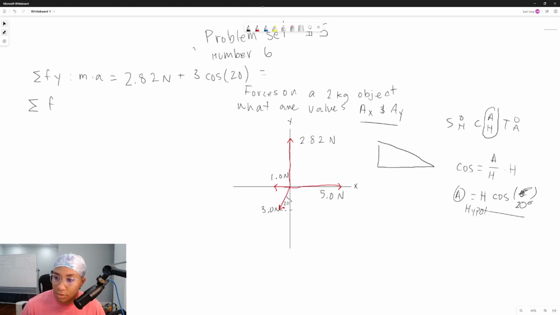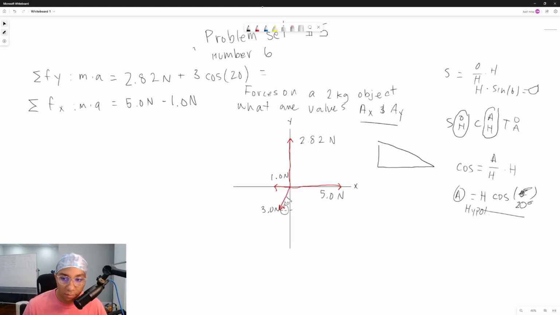And the sum of the forces in x is equal to mass times acceleration. And we have 5 newtons. This is the positive direction. So we have 5 newtons minus 1 newton. And we have not the cosine, but this right here, which is the opposite side, and the hypotenuse is defined. So the hypotenuse and opposite means sine. So if we want to solve for this, we have sine is equal to opposite over hypotenuse. And this means h sine theta is equal to opposite. That's the side we want to find, the side opposite to the angle.